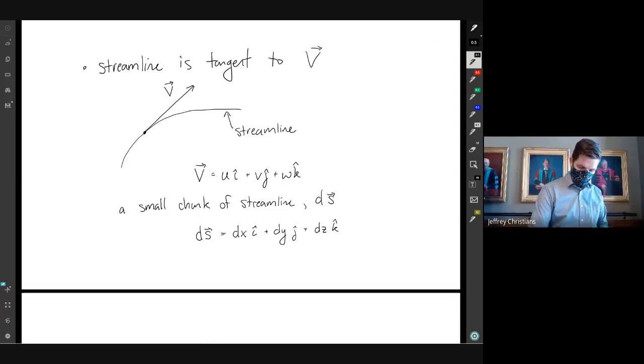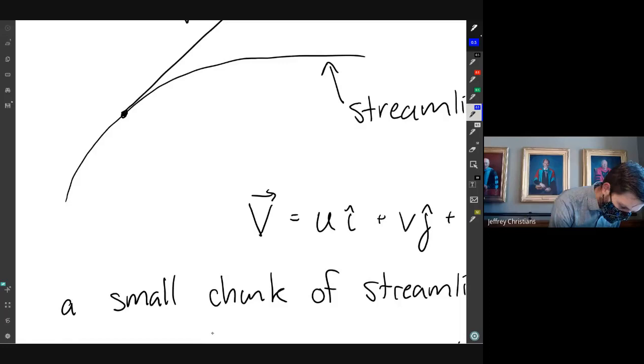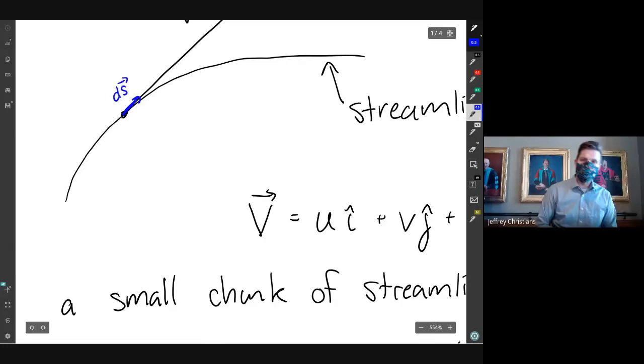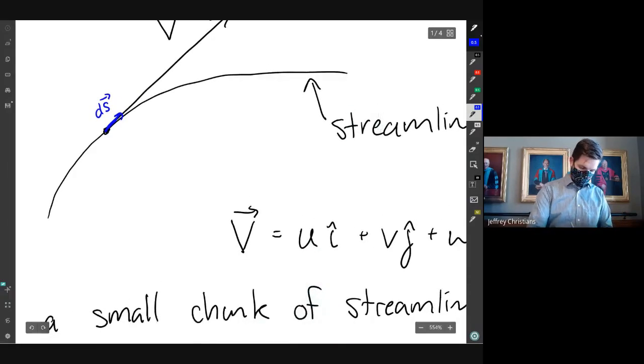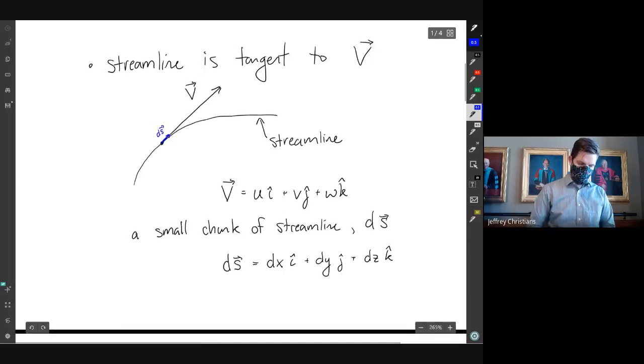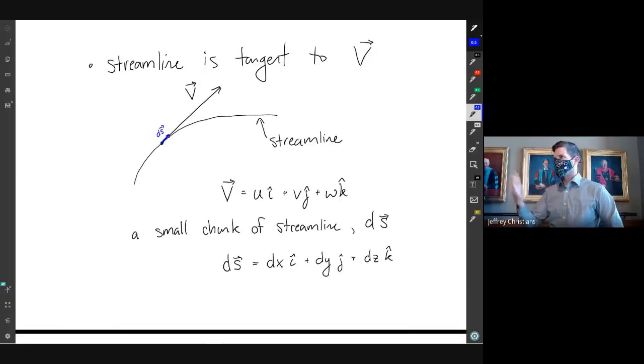I'll zoom in and draw on our little diagram what that would look like. It might be a little tricky to draw, but it would be right here, pointing in the exact same direction. This is way bigger than it really is because it's a differential, but it's pointing in the exact same direction. Does that make sense? They're tangent to each other, so they have to be pointing in the same direction. We're just taking our streamline, dicing it up into teeny tiny bits and asking what direction that is. It has to be the same.